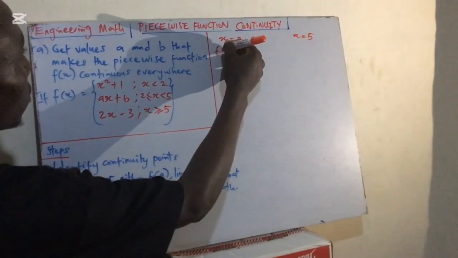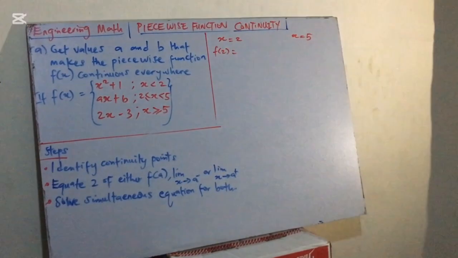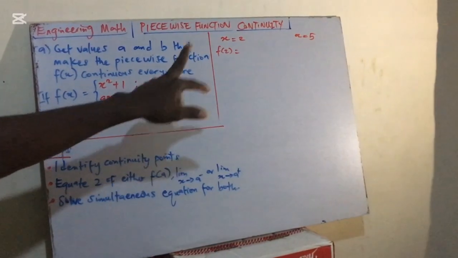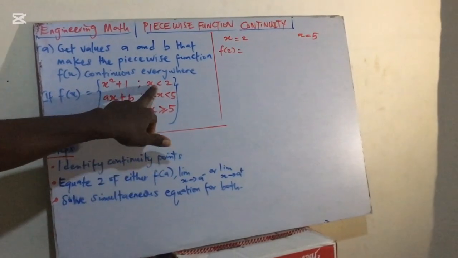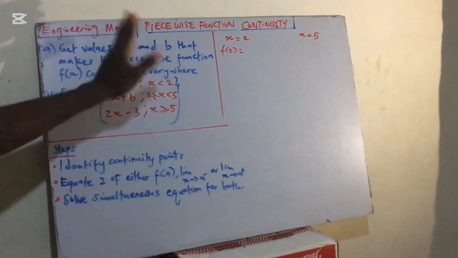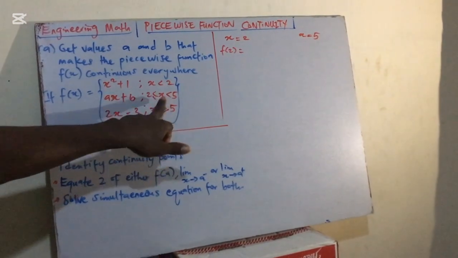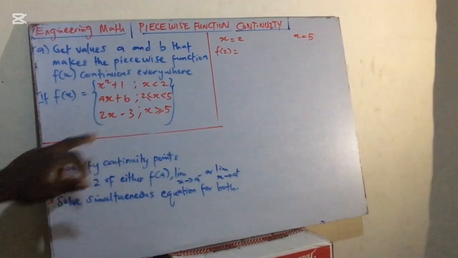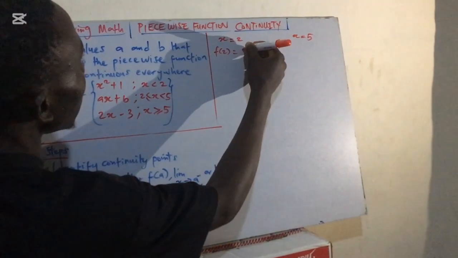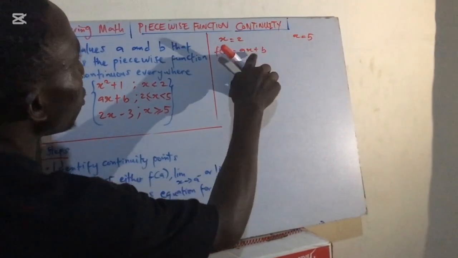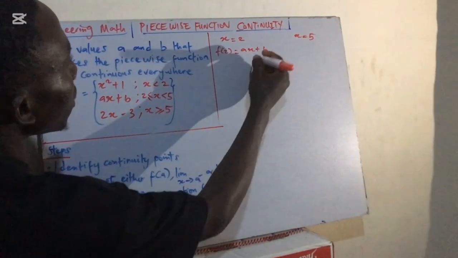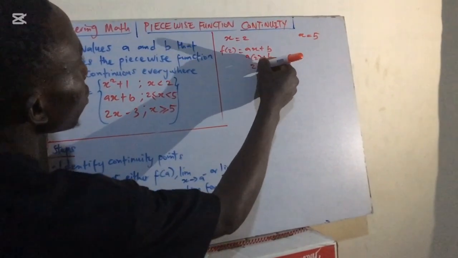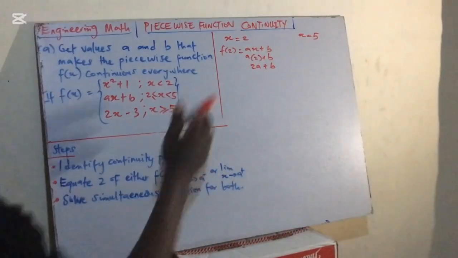So f(2) will be what? In this condition, which one is telling us that x equals 2? Let's search for it. Here it is x less than 2, we don't need it. Here it is x greater than or equal to 2, so we are using this condition, which is ax plus b. And what is x? 2. Put 2 there. That will be a into brackets 2 plus b, which is 2a plus b. We've gotten f(2).